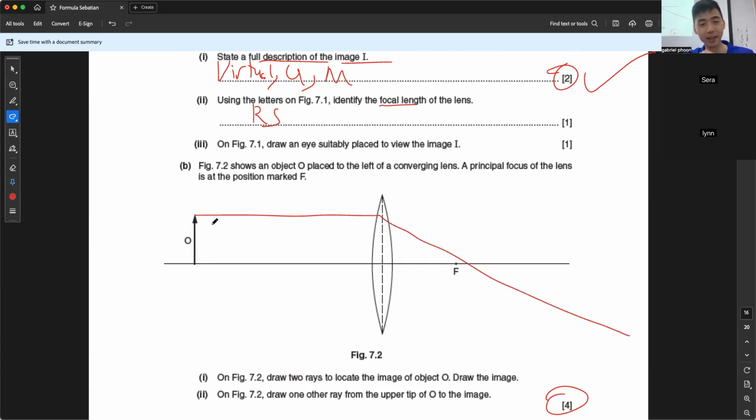Use your ruler to draw properly. Then after that, the second light ray will cut through the optical center straight away, and wherever the 2 lines meet, that is where your image will be formed. Ta-da! This is your image.